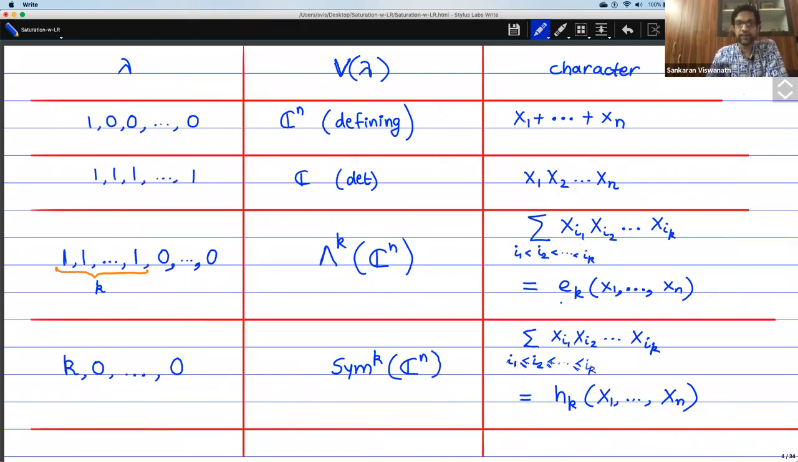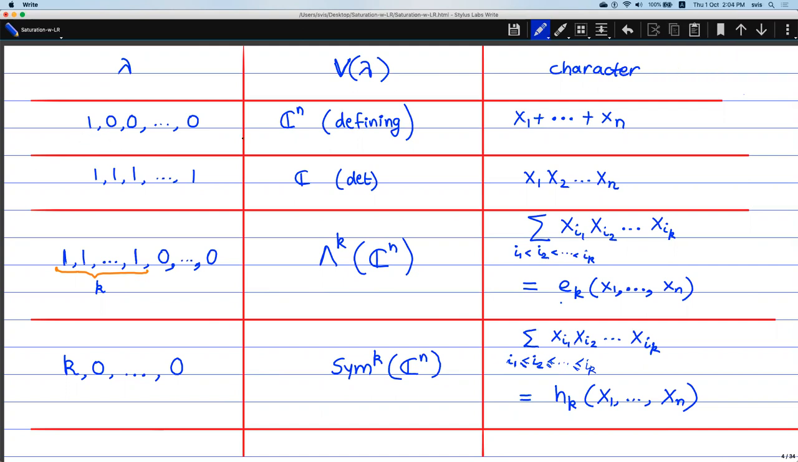So here I tabulated some characters of some polynomial representations of GLN. As I said before, you have the defining representation, which corresponds to lambda being the partition 1, 0, 0.